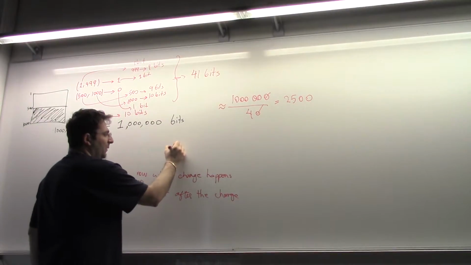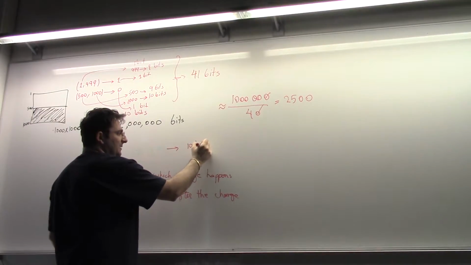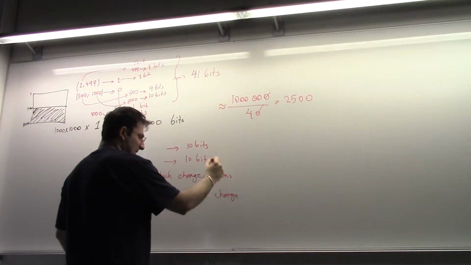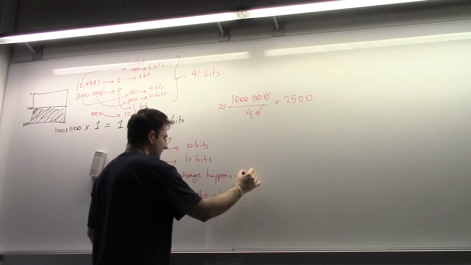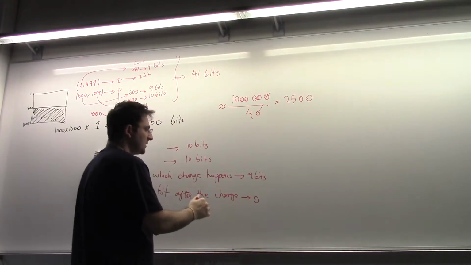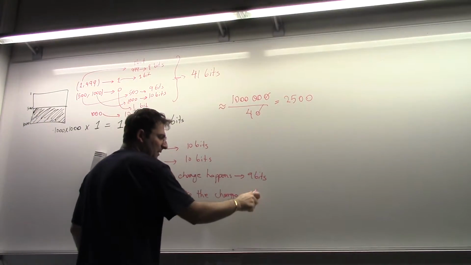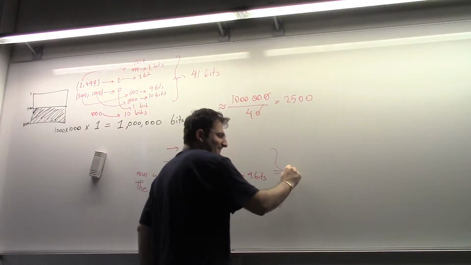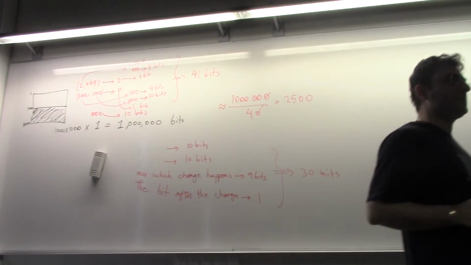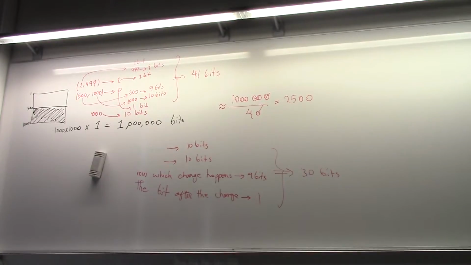So here I have 1000, which is 10 bits. I have 1000, which is 10 bits. It happens on row 500, which is 9 bits. And it changed to bit 0, which is 1 bit. So actually, for this image, if I have 30 bits, I can reconstruct it completely without any loss.